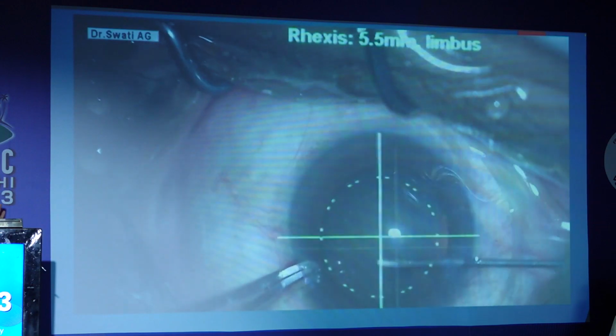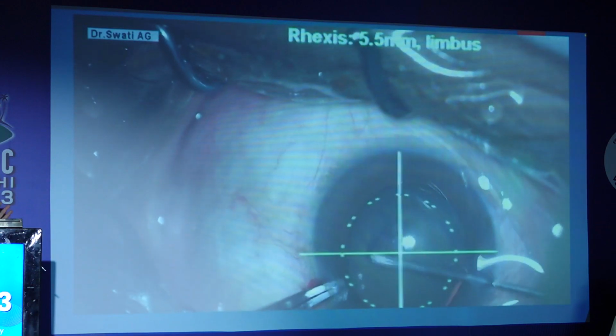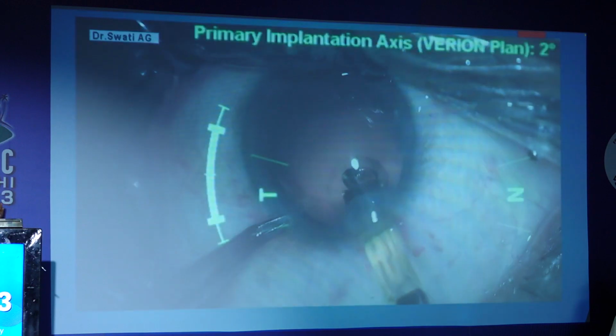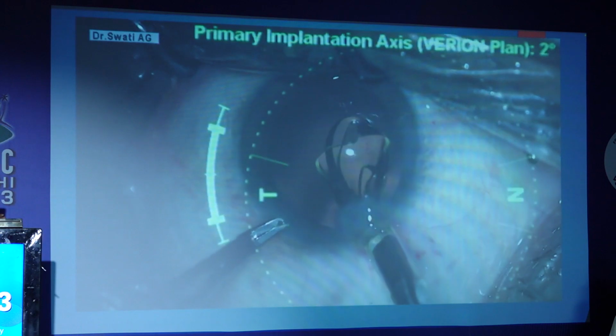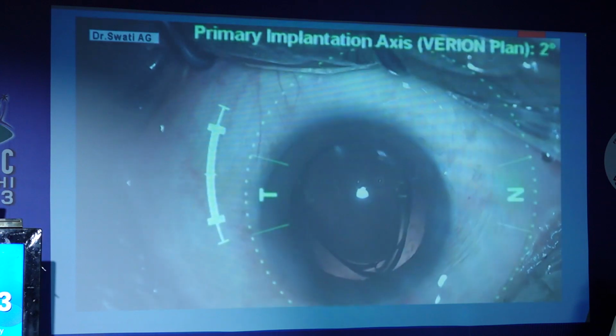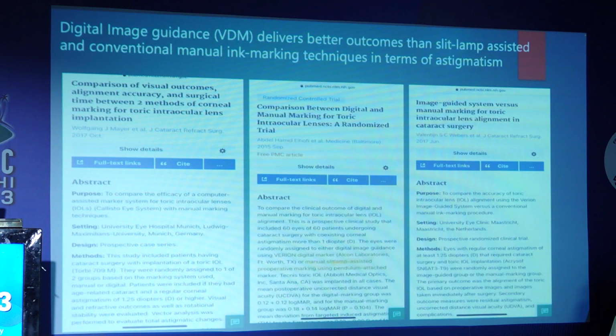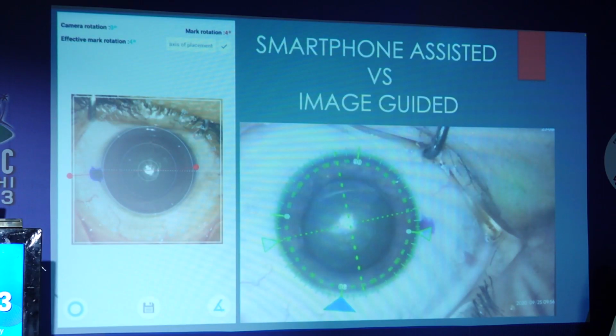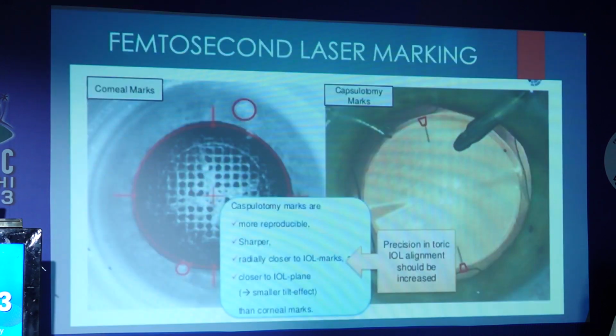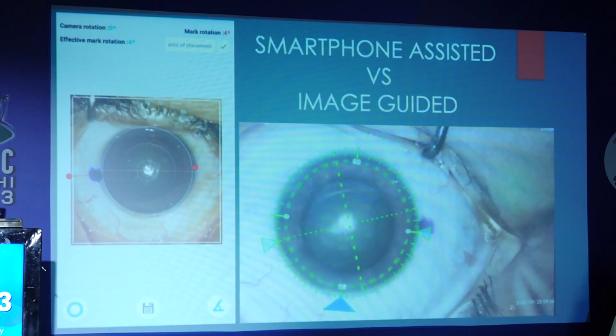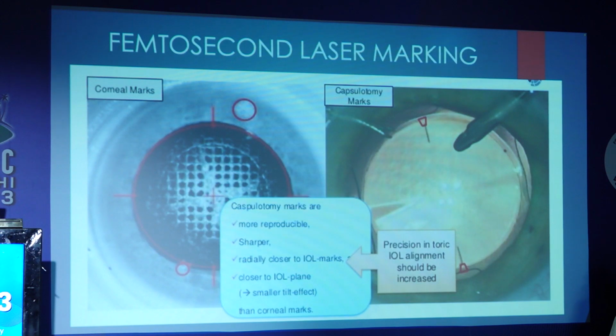We also get to see the rhexis marking available, and the cataract surgery just proceeds like a normal cataract. Even for the IOL implantation, we get the axis, and the IOL is implanted on the axis accordingly. There have been various studies showing digital image guidance delivers better outcomes than slit lamp assisted and conventional manual ink marking techniques in terms of astigmatism. As far as smartphone assisted versus image guidance, in my hands we've done a paper, which won the best paper of the session at AIOC 2 years back. The results were almost accurate and at par.